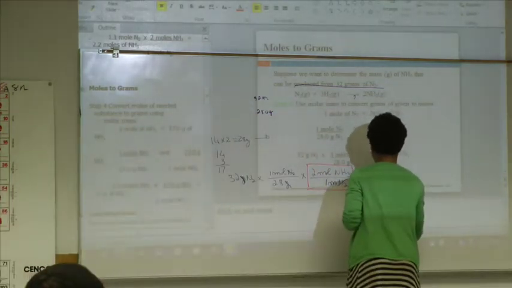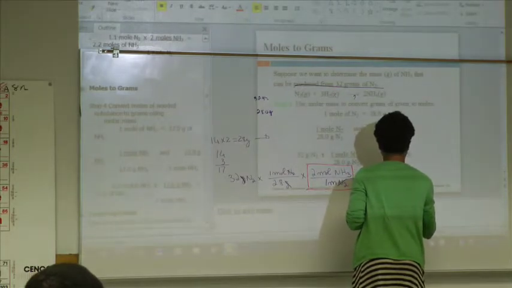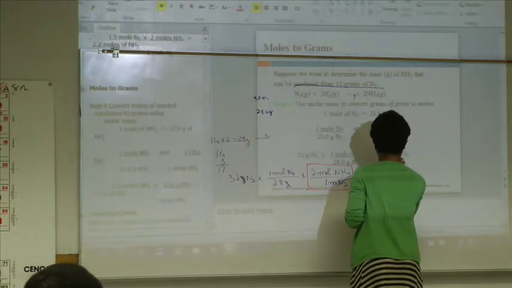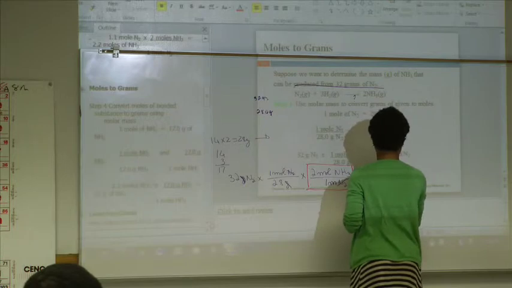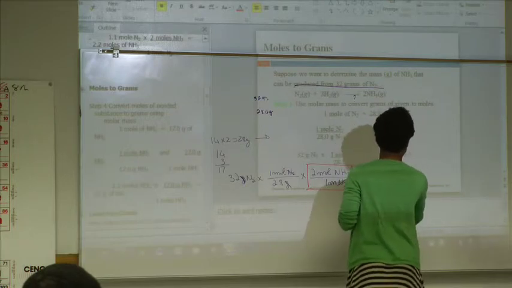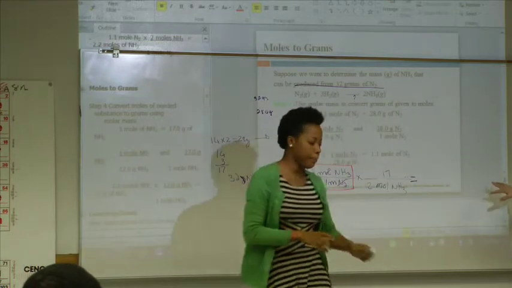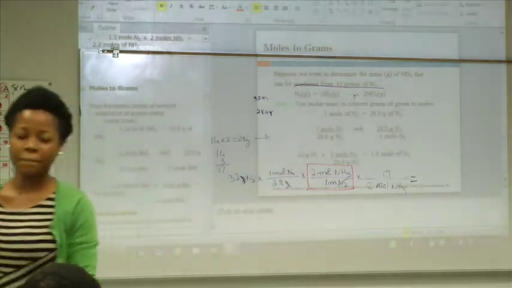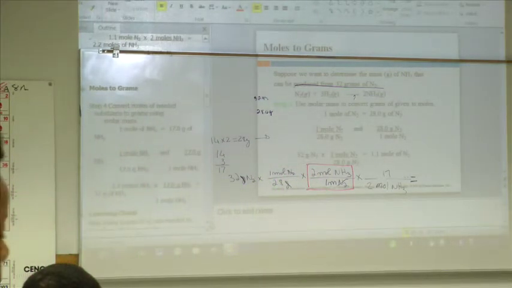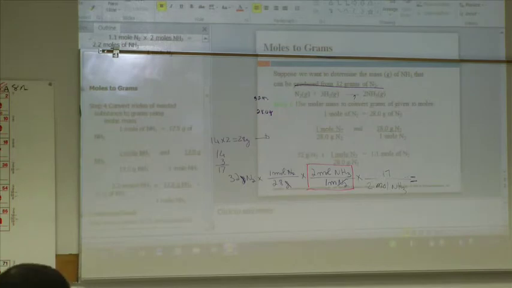You got some extra credit, extra points. There you go. And then you do the math, and what do you get? See how easy it is? Wait, where does the 17 come from? 17 grams of ammonia, the molar mass. Gotcha, 17 is the molar mass.